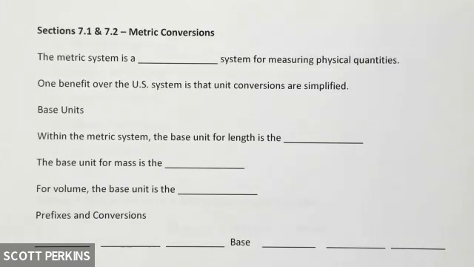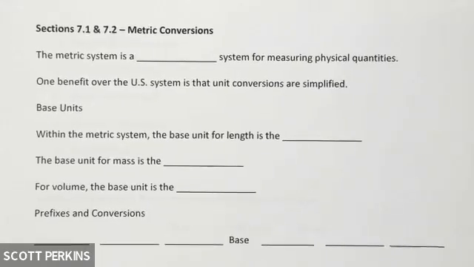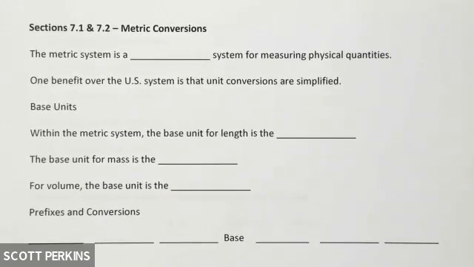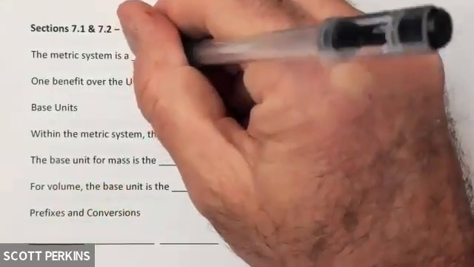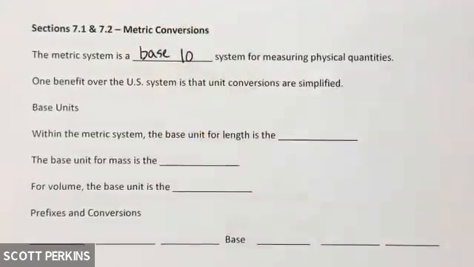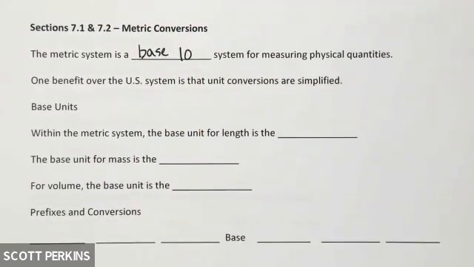All right, so what we're going to do here is we've got two sections that we combined into one. We're going to talk a little bit about the metric system of measurement, which is something that even if you haven't been formally introduced to it, you have interacted with quite a bit. So the metric system is what is called a base 10 system for measuring physical quantities.